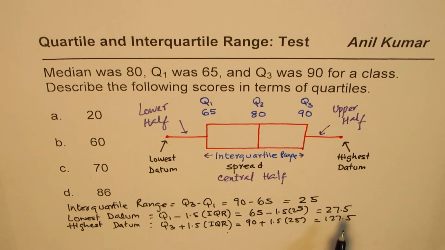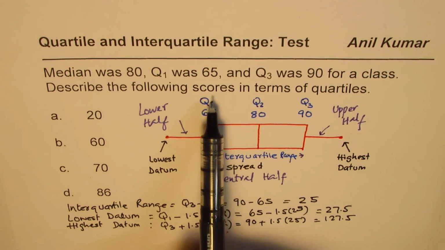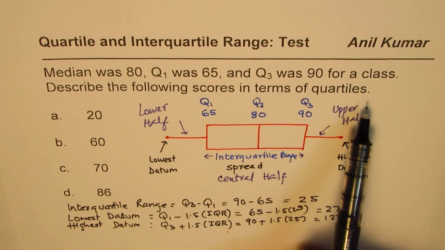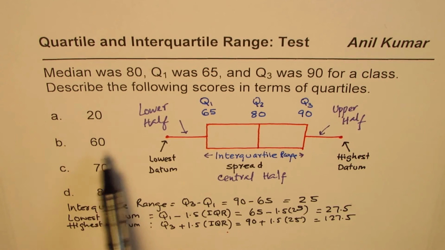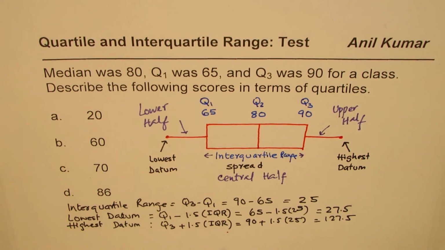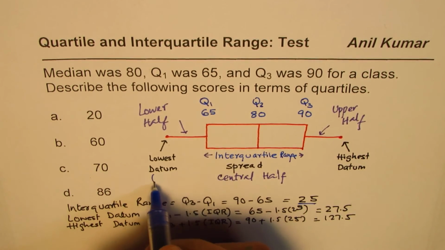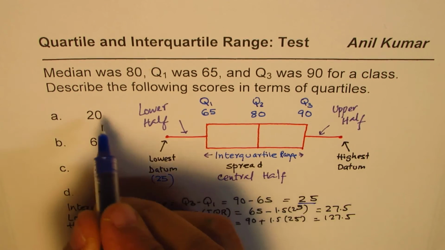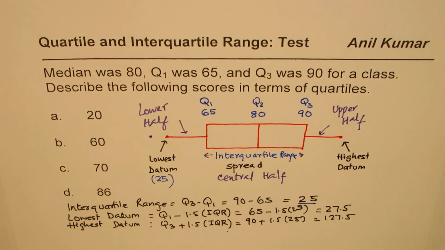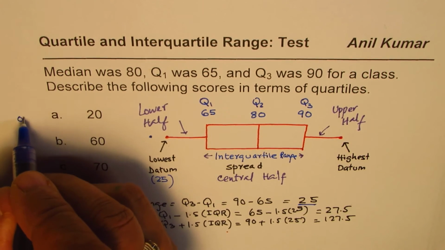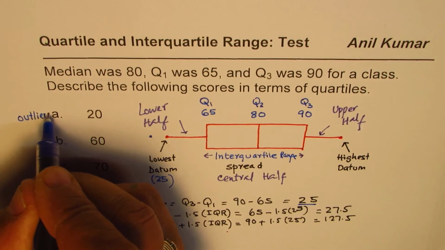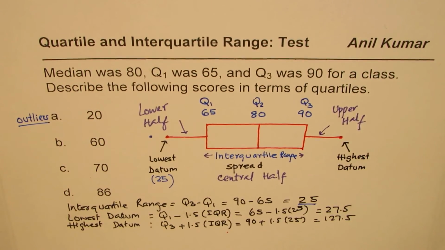So what do we want to figure out? Describe the following scores in terms of quartiles. So we have to write Q1, Q2, Q3 and outliers, right? Now we can clearly write down our answer. The first one here is 20. We know this lowest bound figure which we got is 27.5. 20 is somewhere here outside. Do you see that? So we'll call this an outlier, right? So that is where it belongs.